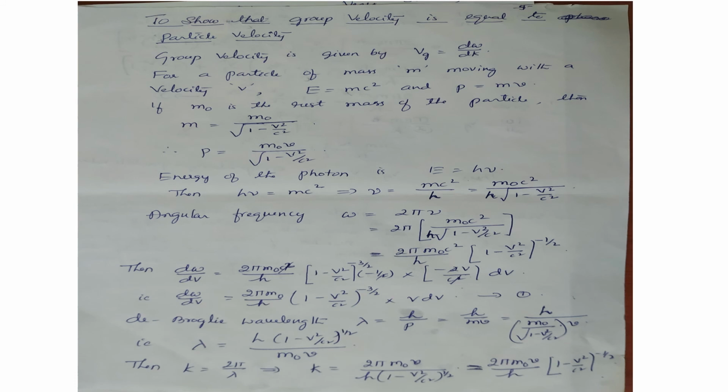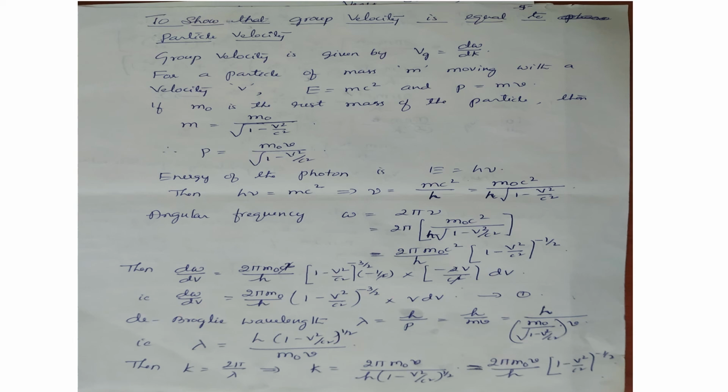Now show that group velocity is equal to particle velocity. As I told, the matter waves that travel in the form of a group of waves or a wave packet, the velocity of that group of waves, Vg, is always the same as the particle velocity. Now to show this, Vg equal to v, let us consider the group velocity Vg. Definition is d omega by dk.